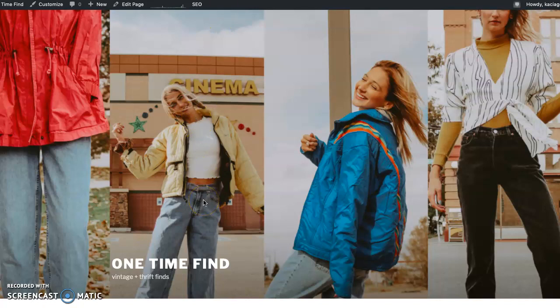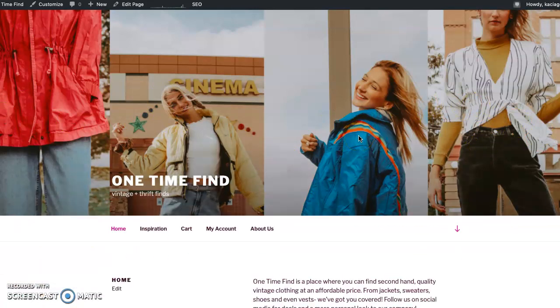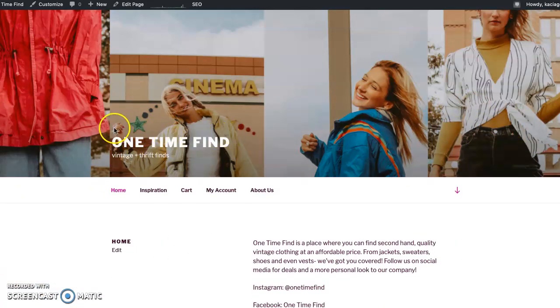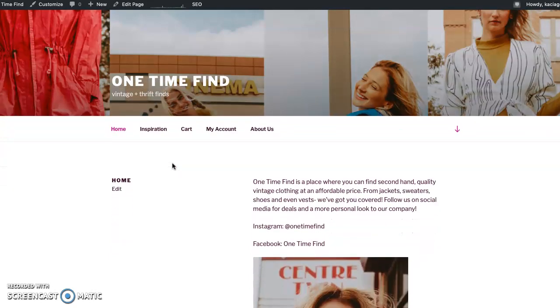And so this is just kind of like a rough draft of what I'm thinking of doing. So here I have a header of me modeling some of the clothes that I am going to be selling. And I have the name of the store called One Time Find, and it's vintage and thrift finds. So I did a couple of tabs here. So we have home, inspiration, cart, my account, and about us.